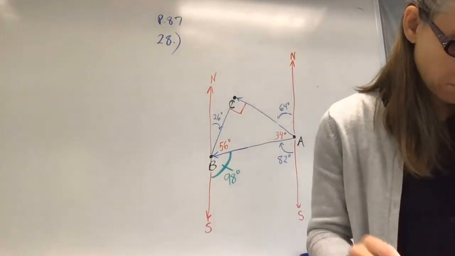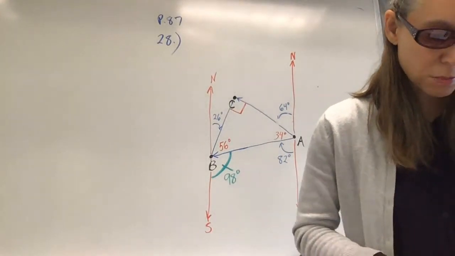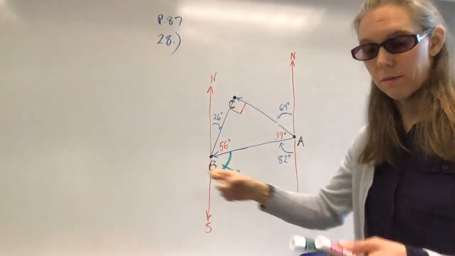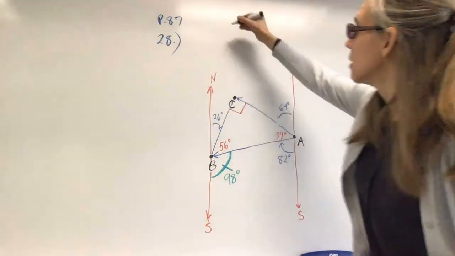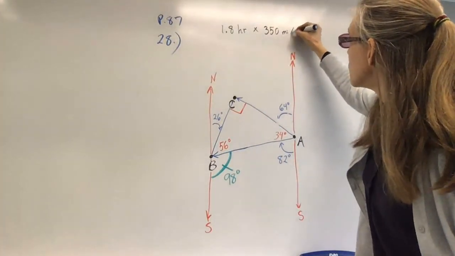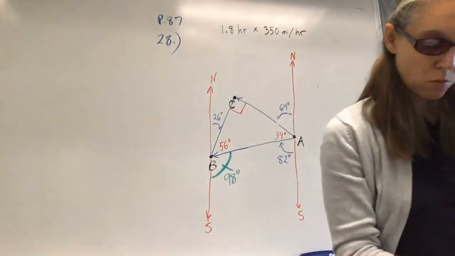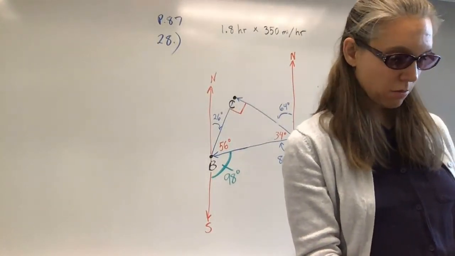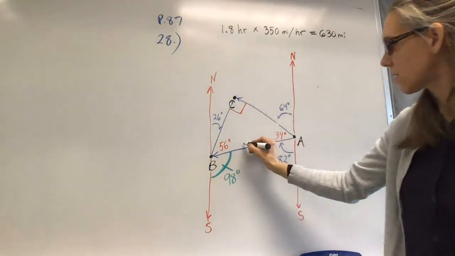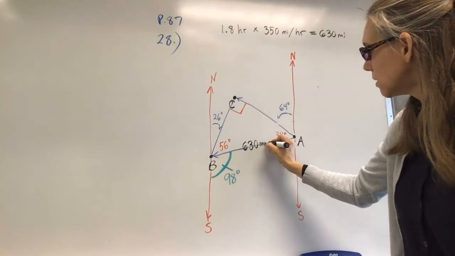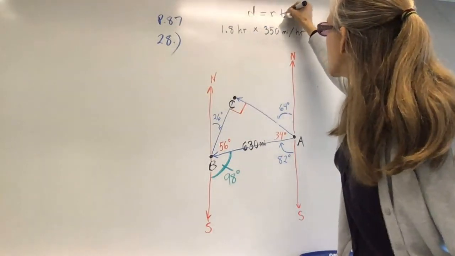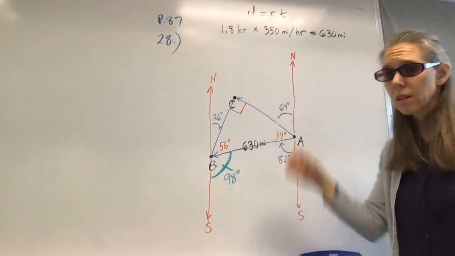Next, let's continue reading. A plane flying at 350 miles per hour takes 1.8 hours to go from A to B. Okay, if a plane is flying for 1.8 hours at a rate of 350 miles per hour, we simply multiply 1.8 times 350 and get 630 miles. So we're going to figure out that the length of this is 630 miles using d = rt, right? Distance is equal to rate times time. You should have a certain intuition from real life about that anyway. This is 630 miles.